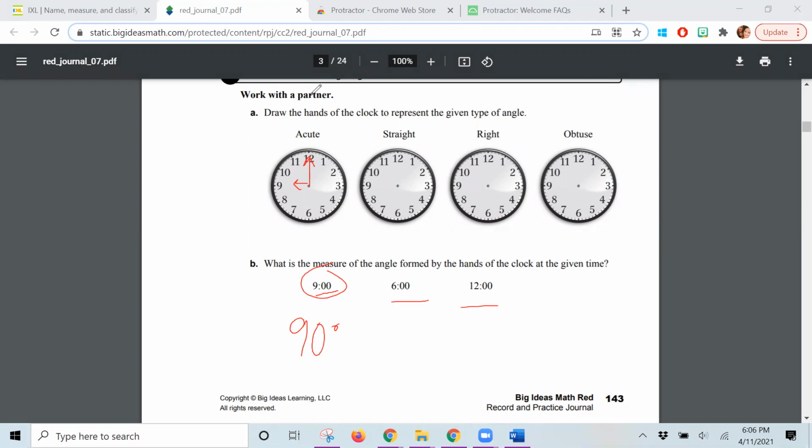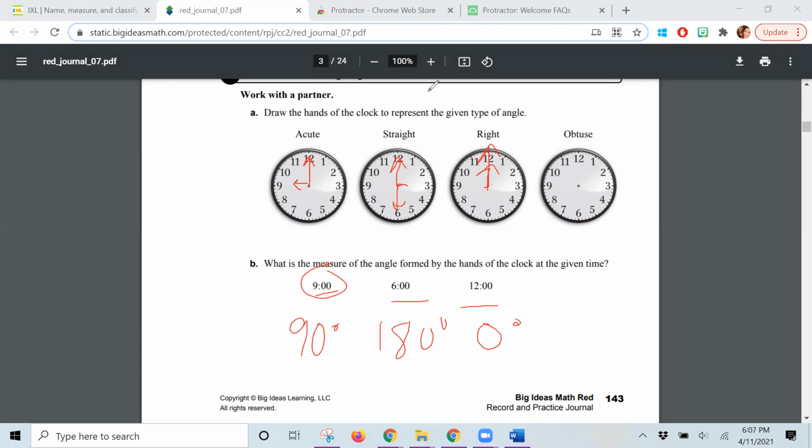Go ahead and answer 6 o'clock and noon, or 12. For that 6 o'clock answer, you should have said that that is a 180-degree angle because the shorthand's going down to the 6, longhand's going up to the 12, so it's 180 degrees. It's a straight line. For noon, that means that the longhand is at the 12 and the shorthand is at the 12. So since they're both over top of each other, that's actually going to be 0 degrees.